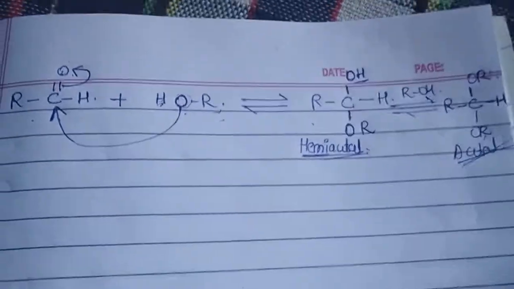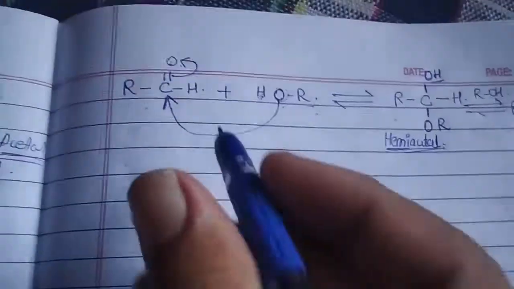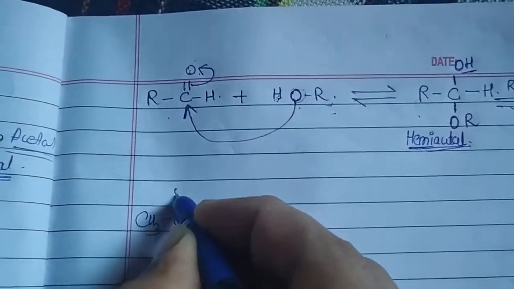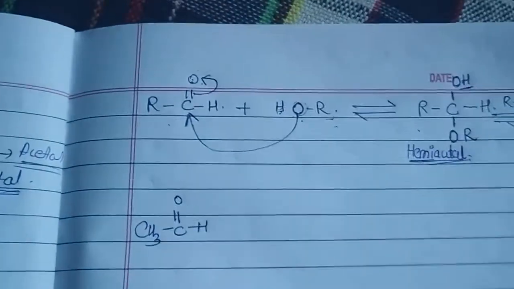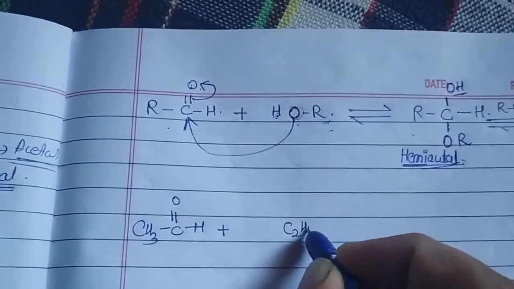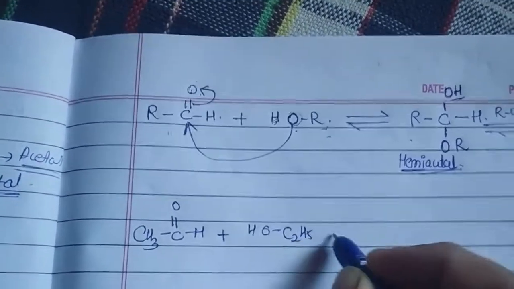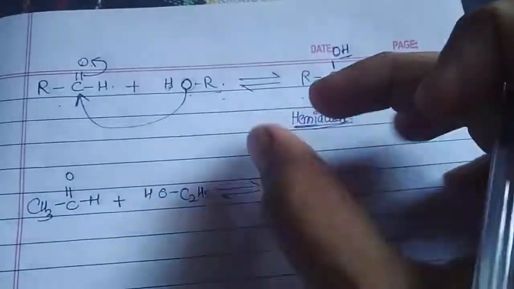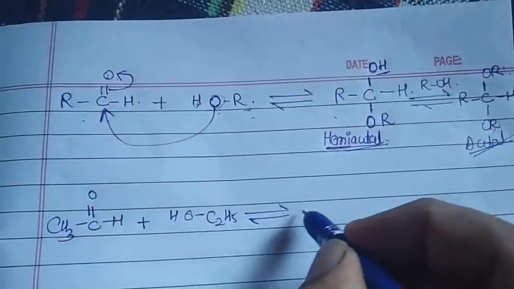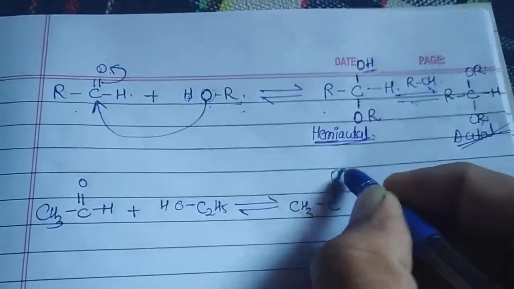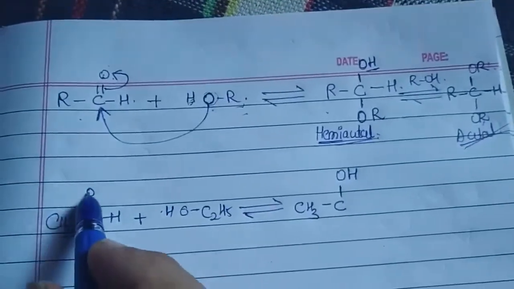Can we go with one important reaction? Let us take one group. Let me take CH3, C, double bond O and a H. Now treating this one with ethanol, C2H5OH. So see, the reaction is in equilibrium, very much important. You have to note all these things. So first you get CH3, C, here OH. This H has come over here.